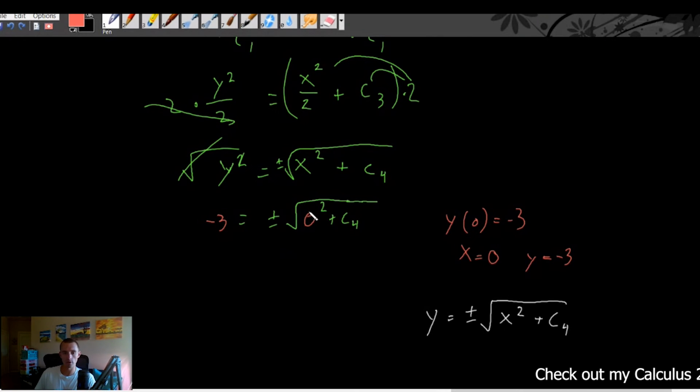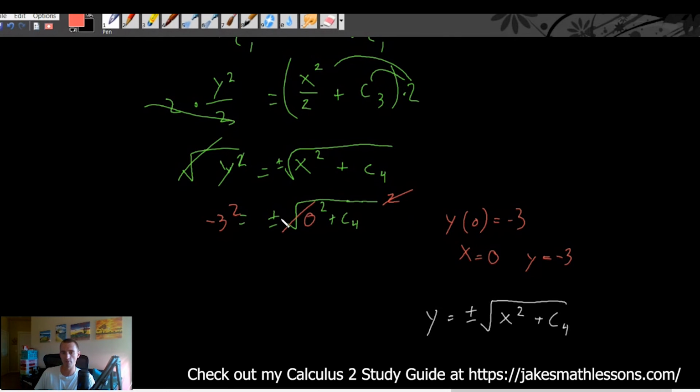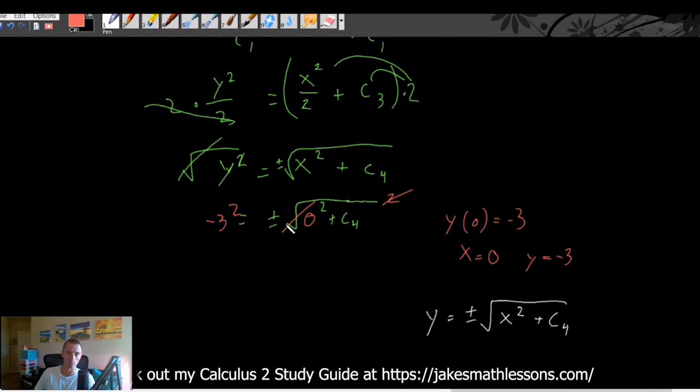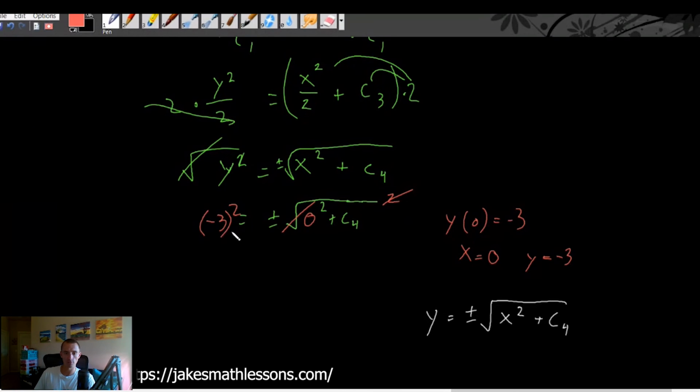Well, to cancel out the square root, we have to square both sides. So that's going to give us basically canceling out the square root. It also basically cancels out the positive or negative, because everything squared is going to be a positive number. So it doesn't really matter if this is negative or positive. The squared is going to cancel that out anyway. So we're going to get -3 squared is +9 equals 0 squared plus C4. Okay, 0 squared is 0. So this is just 9. 9 equals C4. So C4 is 9.